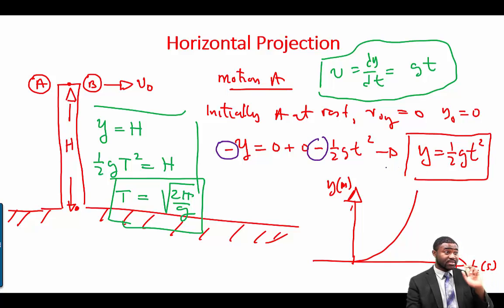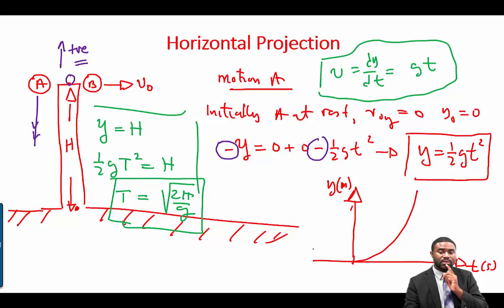Let's observe something. Remember that the origin is at this point, and the particle is falling downwards. Therefore, the particle is below the origin. Upwards is positive. That's where the negative sign comes from. He's just putting the negative outside. Don't get confused. Listen. Let me explain.